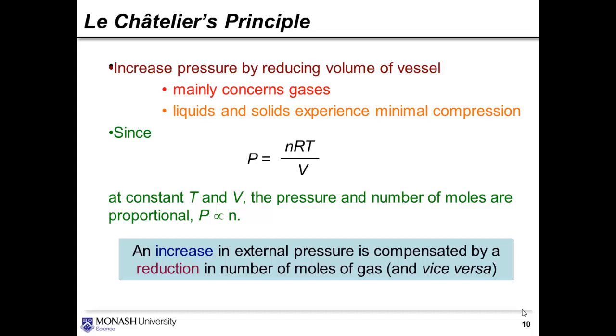You've studied the ideal gas equation, and you know that the number of moles of gas corresponds to a particular volume. And so if we increase the external pressure, it will tend to try and minimize that pressure, and therefore move to the side of the equation which has the smaller number of moles of gas.